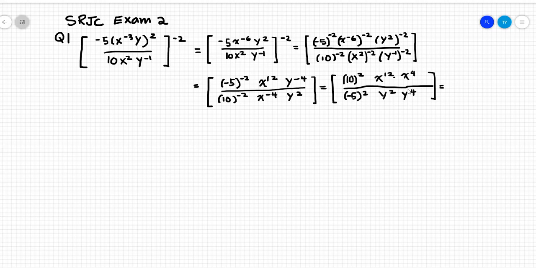So if I expand, the 10 squared is going to be 100. I have x to the 12 plus 4. You have to apply the product rule of exponents. Minus 5 times minus 5, you get 25. Then y to the 2 plus 4. So 25 goes into 100 4 times. So we have a 4 x to the 16 over y to the 6. And that should be the answer there.